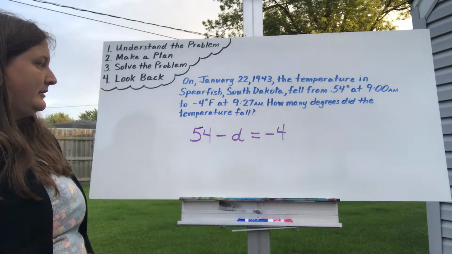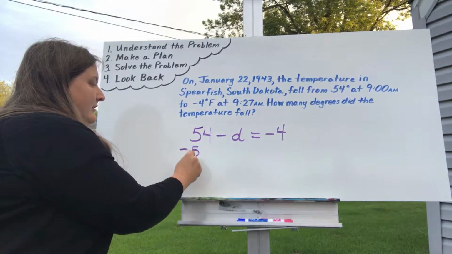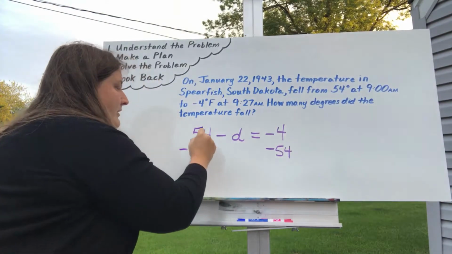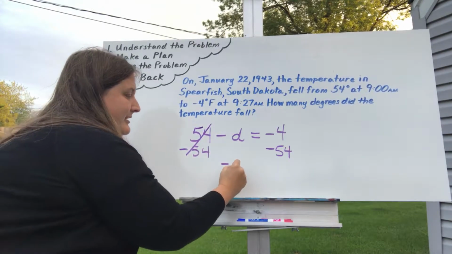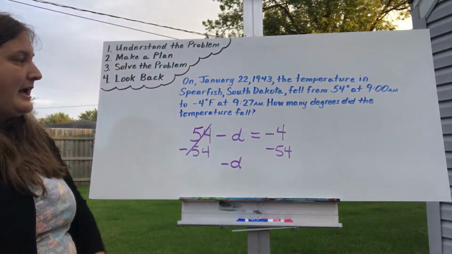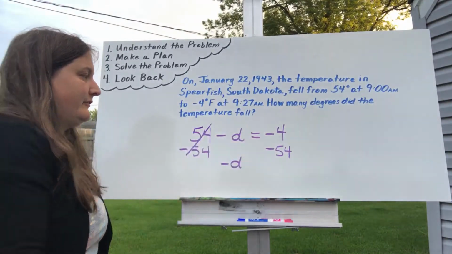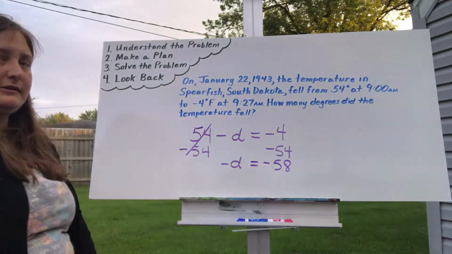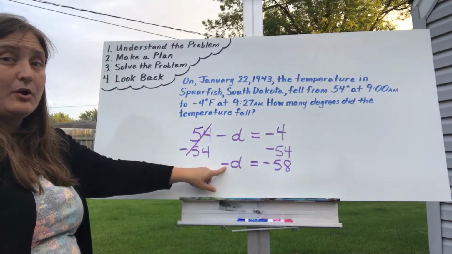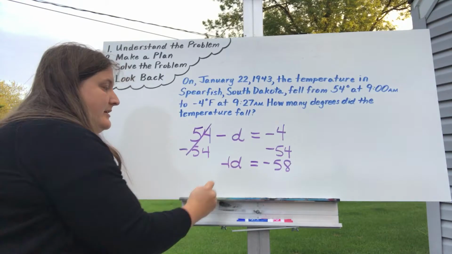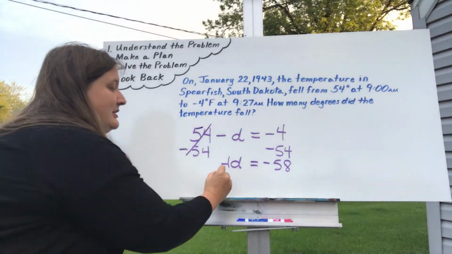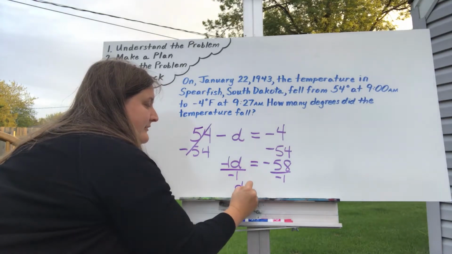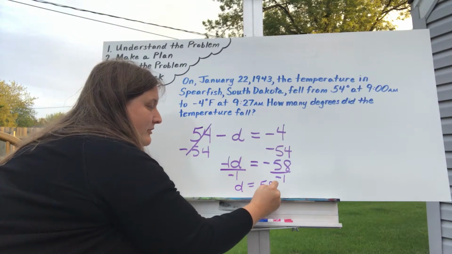Okay? So I'm going to subtract 54 from each side. This will cancel out, and I'm left with negative D here. And on this side, negative 4 minus 54, I'm at negative 58. So right here, I can actually add in a 1, negative 1D, and I can divide each side by negative 1 here. And the amount of degrees that this guy dropped was 58 degrees Fahrenheit.